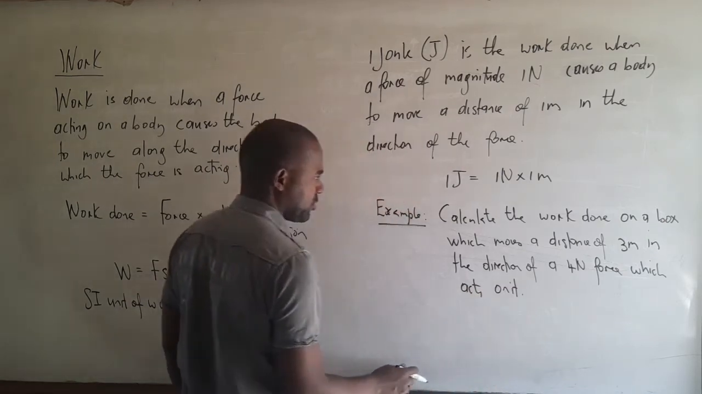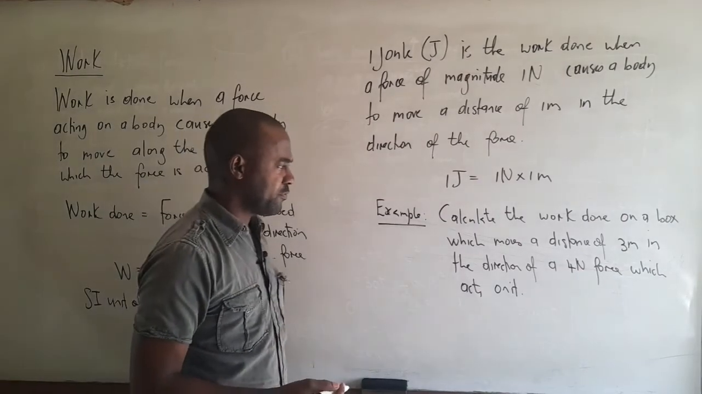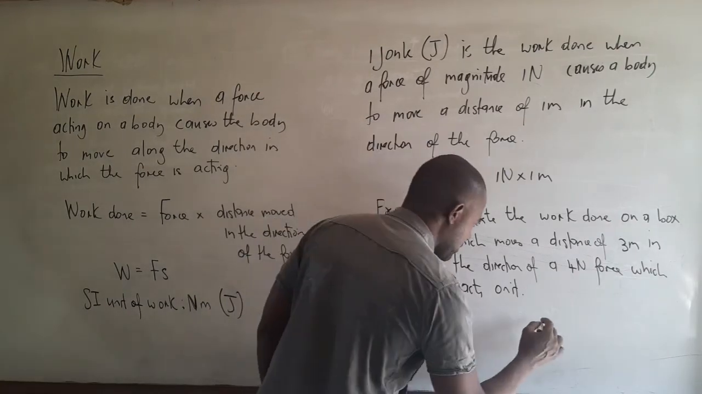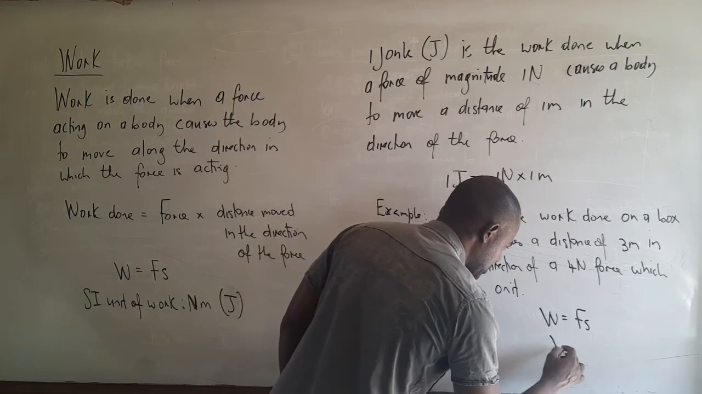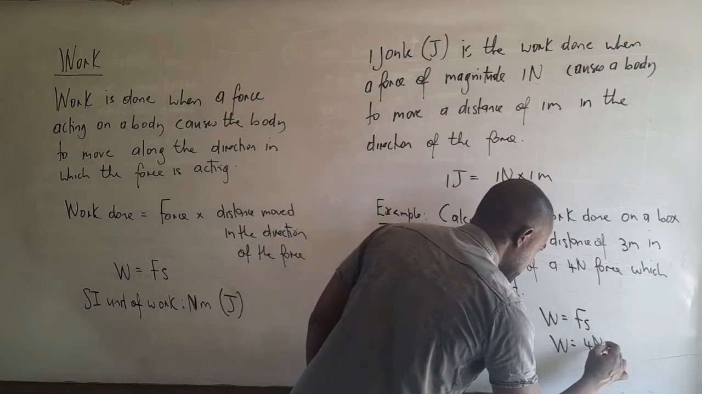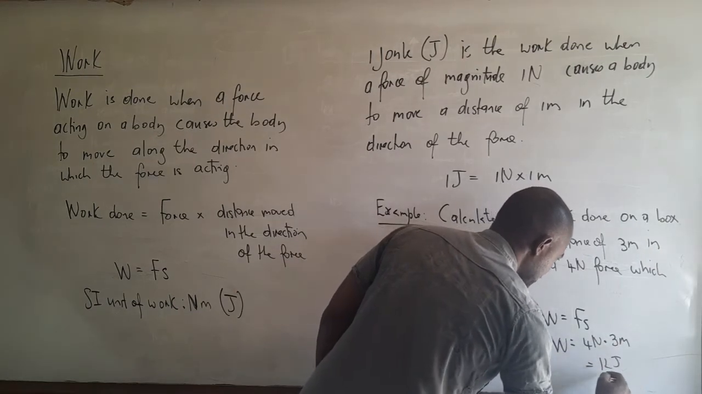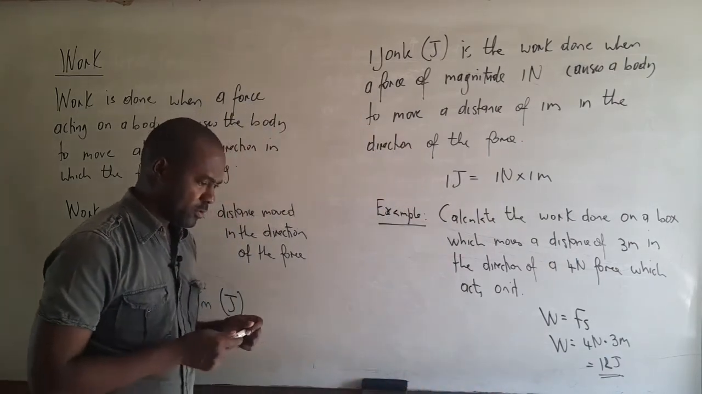Right? So calculate the work done on a box which moves the distance of 3 meters in the direction of a 4 Newton force which acts on it. So we'll simply write down the formula for calculating work. W is equal to Fs, and so W is equal to 4 newtons times 3 meters, and this gives us 12 joules. So the work done is equal to 12 joules, right?